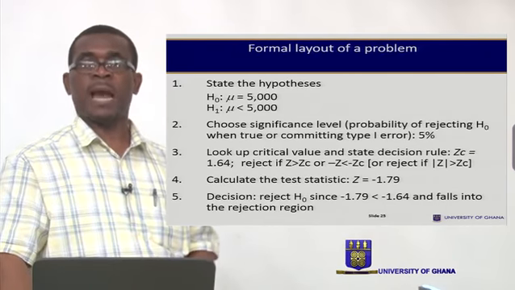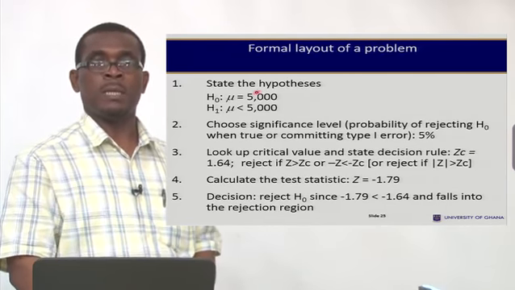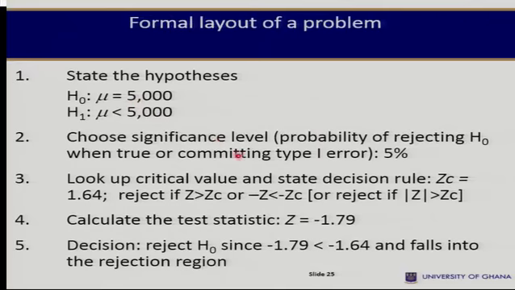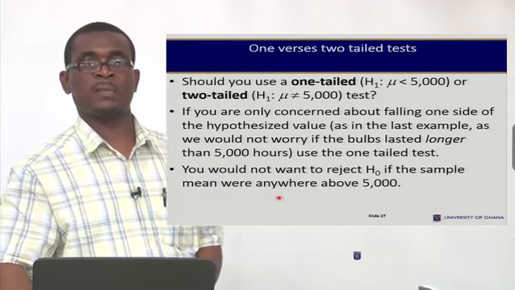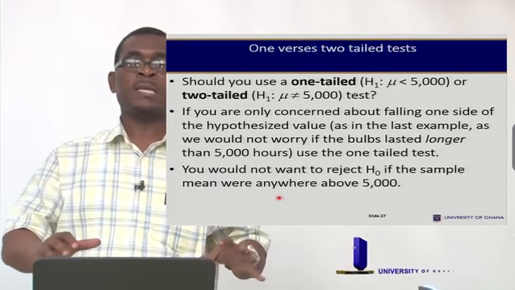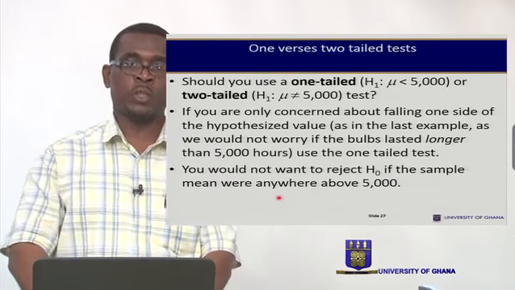So we can outline the steps. You first state the hypothesis, the null and the alternative. You choose your significance level, and then based on that, you determine your critical value and state your decision rule, compute your test statistic, and then make a decision. Now let's talk about one-tailed versus two-tailed tests. The earlier example looked at a one-tailed test, so the rejection region was just in one tail of the distribution, the left tail.